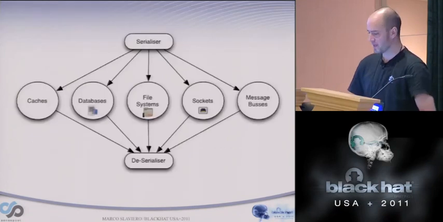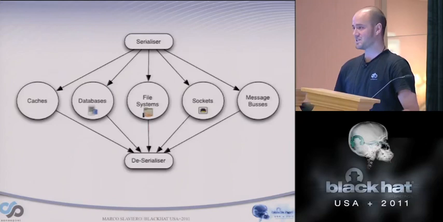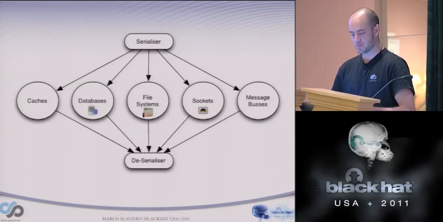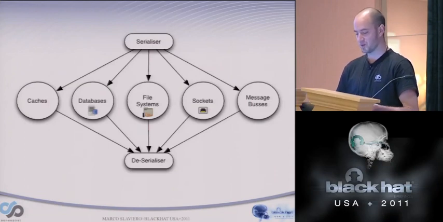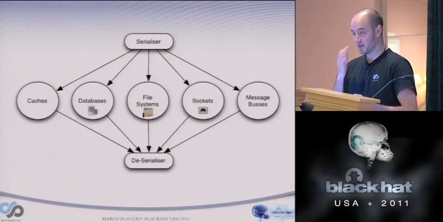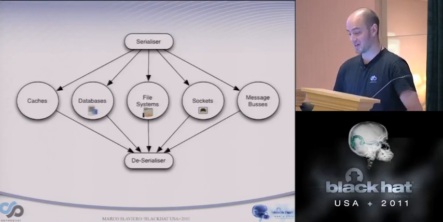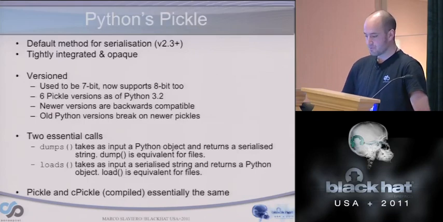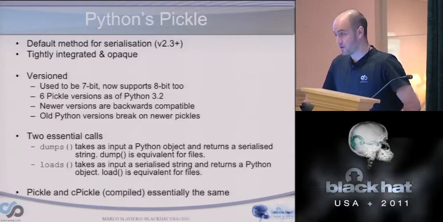Some of the places that you'll find serialized data being passed around, as I say, it's about communication between two points, a sender and a receiver. So there's a serializer and a deserializer, and that information gets passed through a number of different steps. It could be on disk, through a database or a file system. It could be across the network through a socket. It could be into another kind of data store, such as a cache, or even onto a message bus. But if you're going to do this in Python, you're going to rely on Pickle.